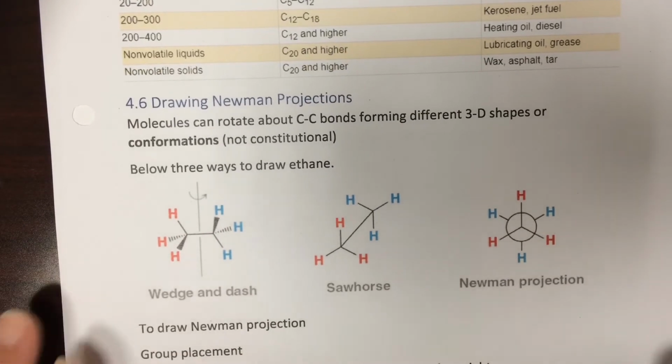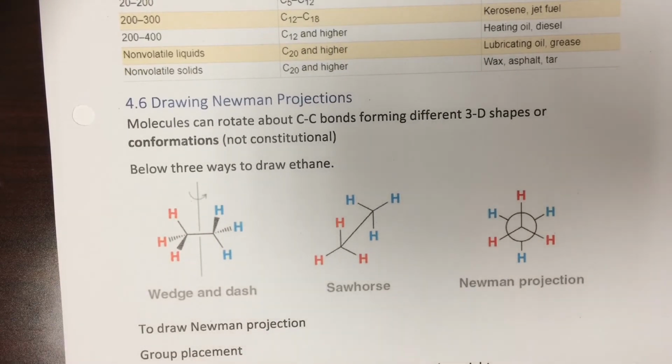This is a special way to draw molecules so that we can see which groups are interfering with other groups. It gives us a more 3D feel for what's actually happening. Molecules can rotate around carbon-carbon single bonds, and they form different three-dimensional shapes or conformations. These are not constitutional isomers. They're just the way the molecule can flop around in 3 dimensions without changing any of its bonds.